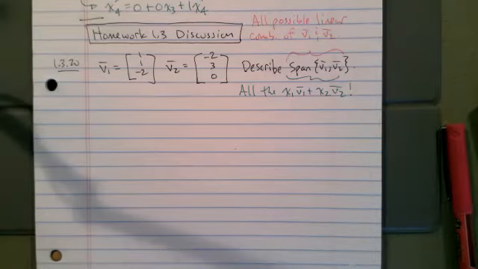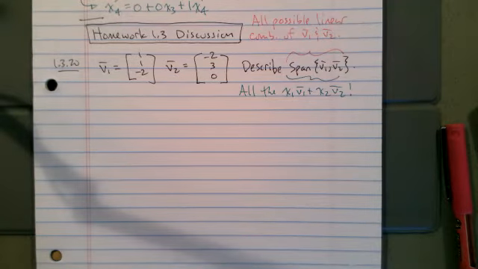Those are linear combinations. One thing to note about a span, which will get reinforced later, is that this includes 0 v1 plus 0 v2. So the span of a set of vectors always contains the origin. That's an important thing to note.